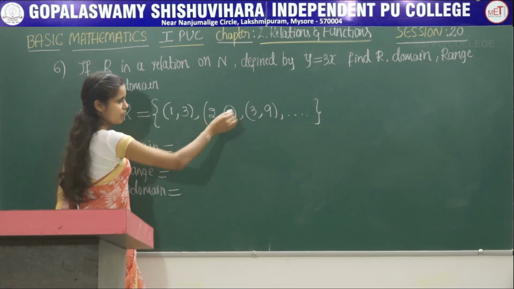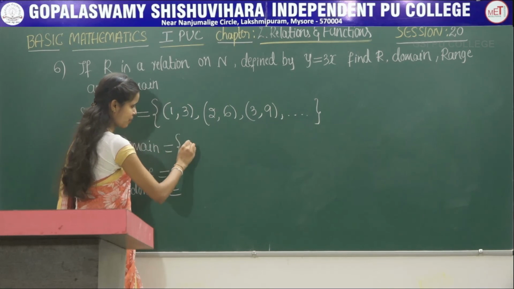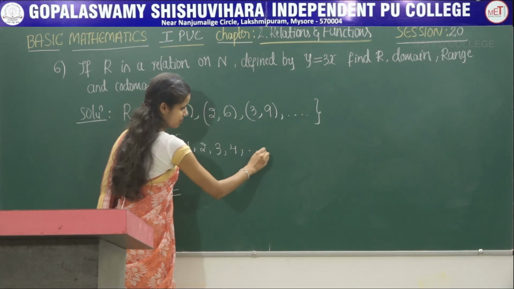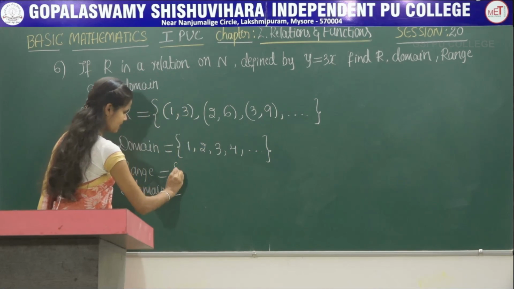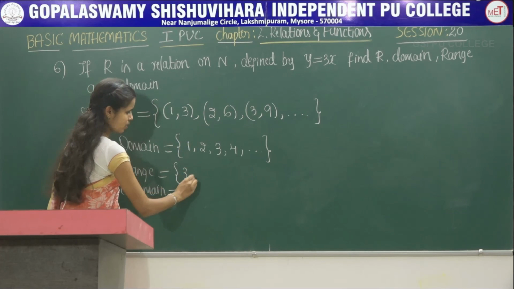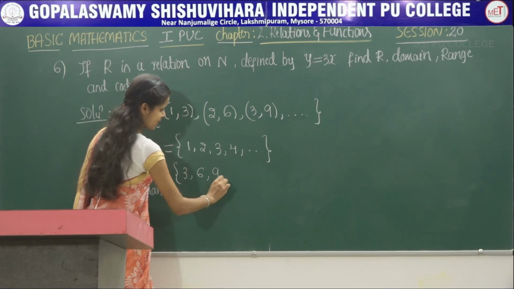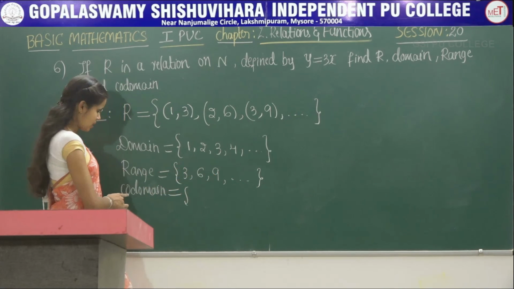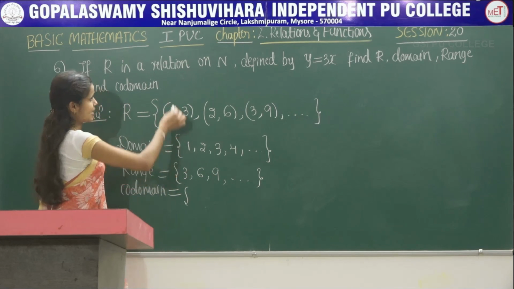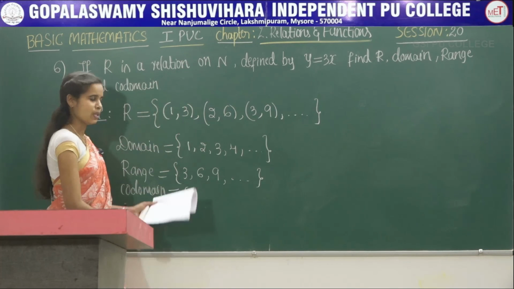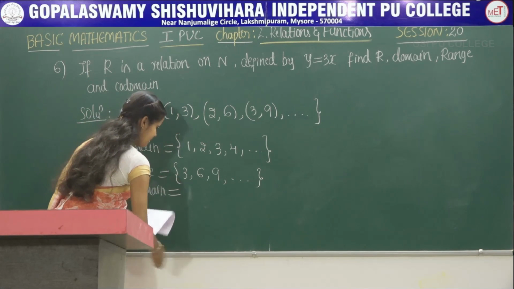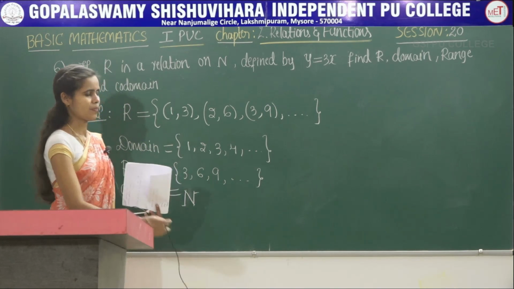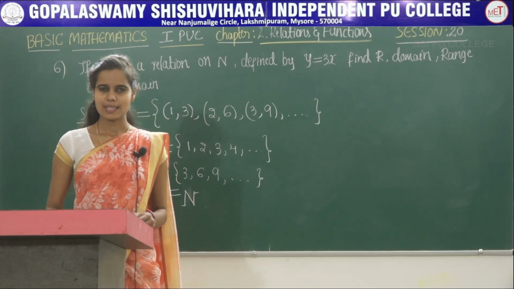Domain means the set of all first elements of the ordered pairs. The first elements are 1, 2, 3, 4, etc. Next, range means the set of all second elements, so 3, 6, 9, multiples of 3, etc., infinite numbers. Next, codomain means the second set. Here the relation is defined from N to N, so the second set N is the codomain. Okay. We will continue next class. Thank you.